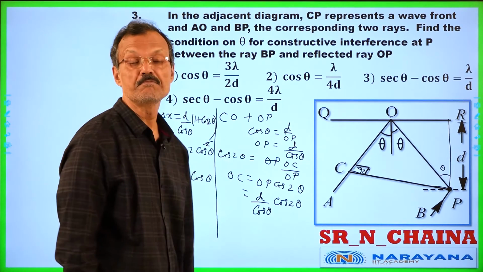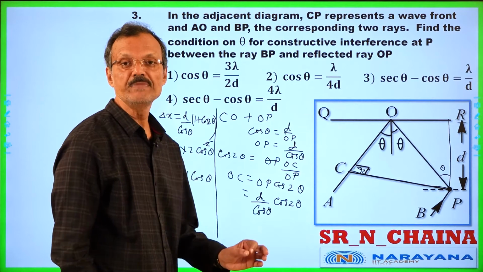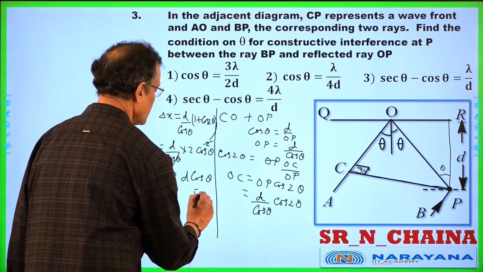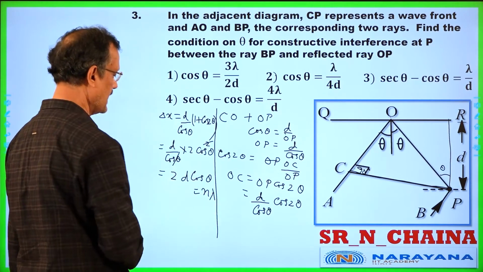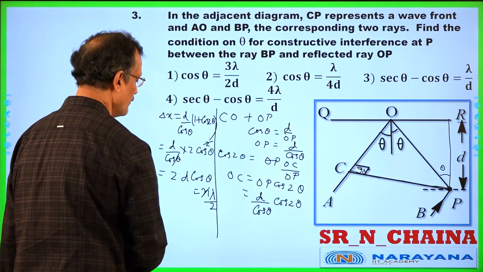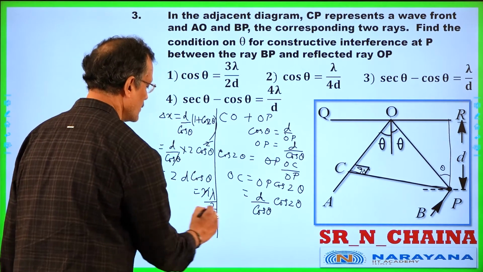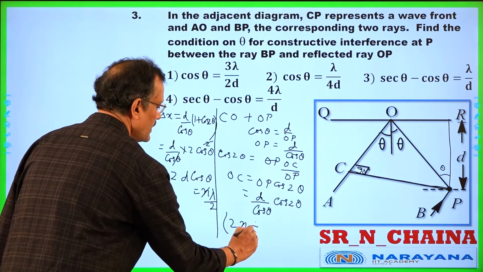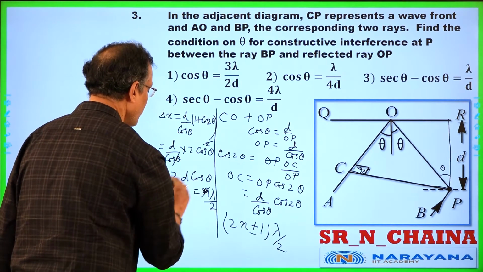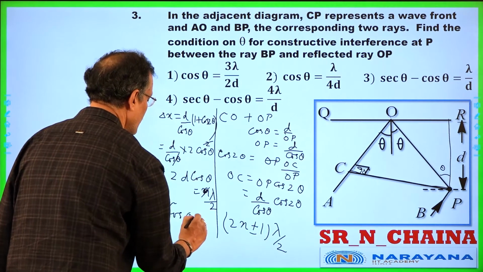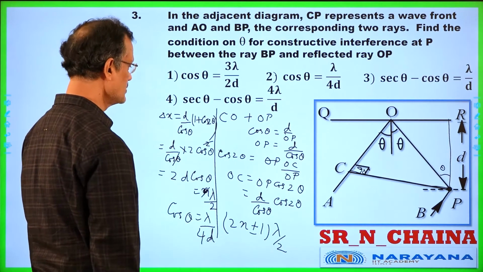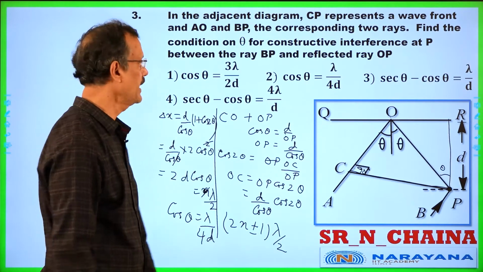And you want maxima at point P. The minimum should be lambda by 2. So this 2D cos theta, you equate it to n lambda by 2 and remove the n, you will be taking lambda by 2. The condition is (2n plus minus 1) lambda by 2. So you will have cos theta equal to lambda by 4d. Check where you have lambda by 4d.